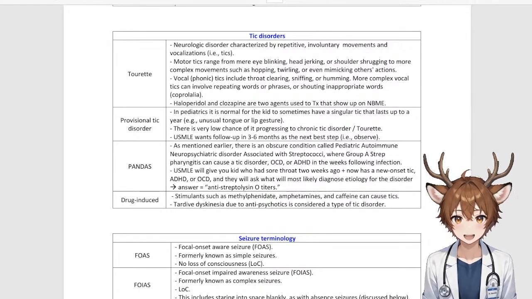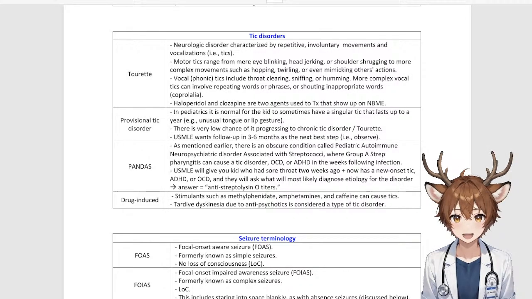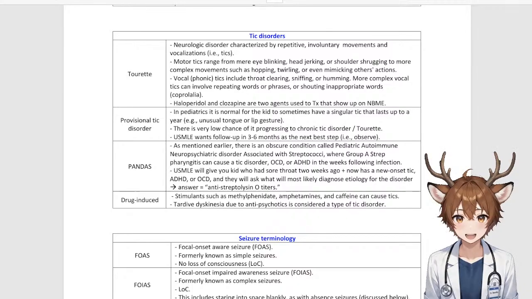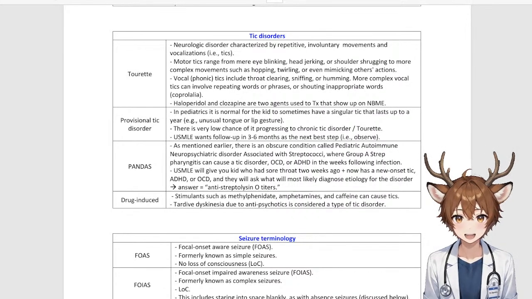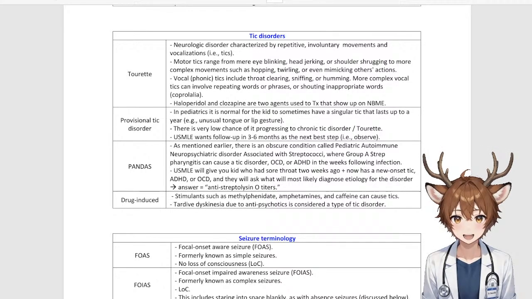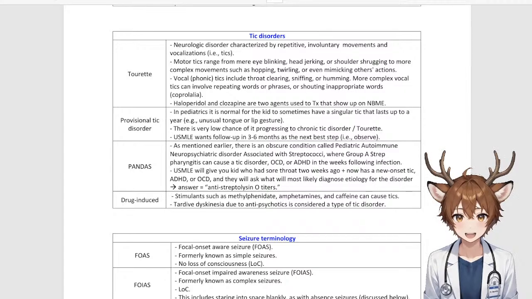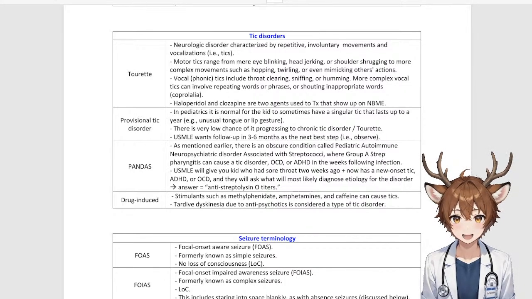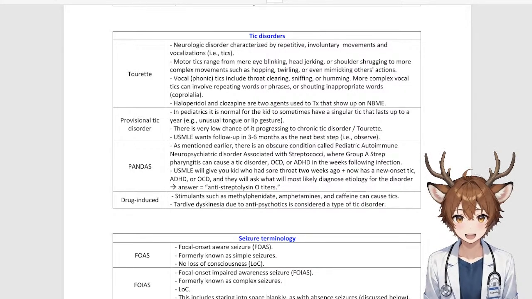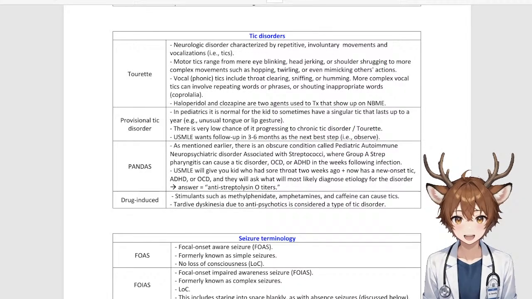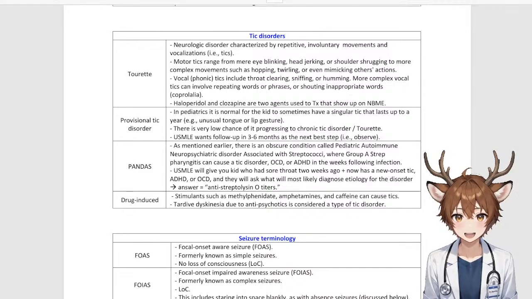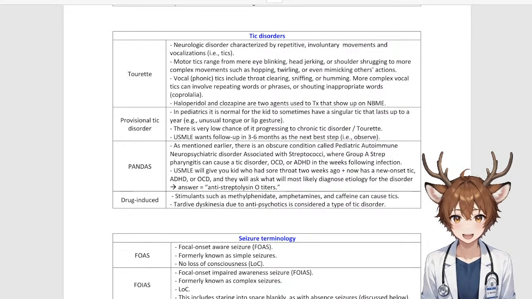Tic disorders, Tourette syndrome: a neurologic disorder characterized by repetitive involuntary movements and vocalizations, tics. Motor tics range from mere eye blinking, head jerking, or shoulder shrugging to more complex movements such as hopping, twirling, or even mimicking others' actions. Vocal or phonic tics include throat clearing, sniffing, or humming. More complex vocal tics can involve repeating words or phrases or shouting inappropriate words. Coprolalia. That's pretty. When people think about Tourette's, they think about that kind of stuff, that latter thing of coprolalia.